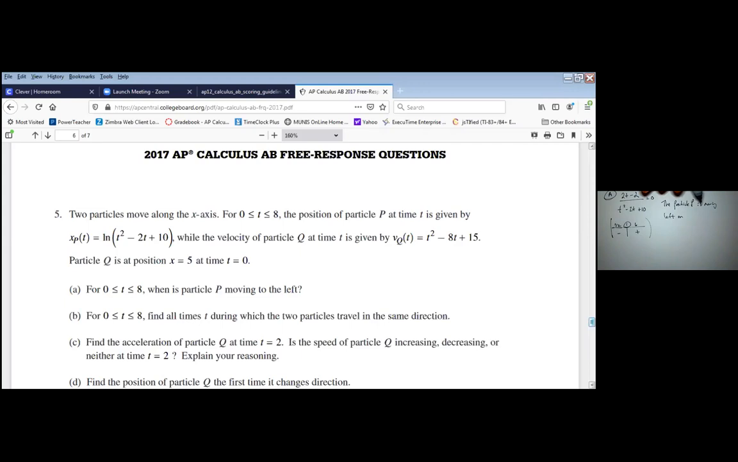What are we going with here? It's going to be on the interval 0 to 1, because what? Because VP of T is less than 0. Does that check out, guys? Does that make sense? Does anybody have any questions there? I think there's some stuff in chat.